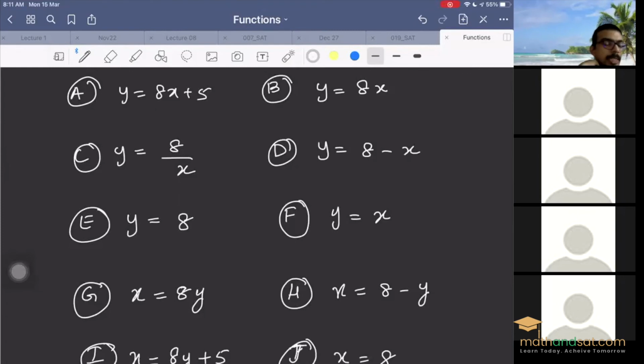Y is equal to 8x plus 5, y is equal to 8x, y is equal to 8 over x, y is equal to 8 minus x, y is equal to 8, y is equal to x is equal to 8y, x is equal to 8 minus y, x is equal to 8y plus 5, x is equal to 8. Which of them will represent a linear function?